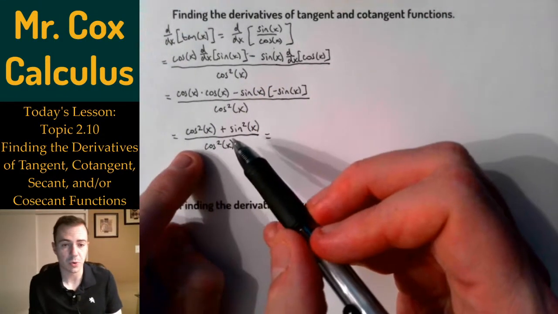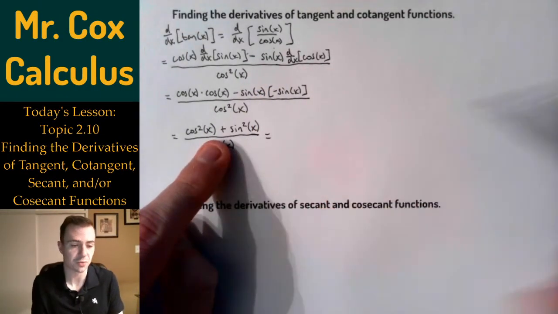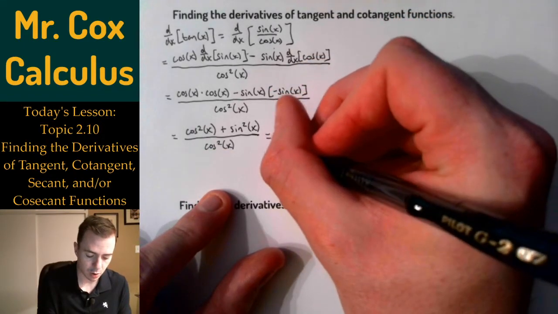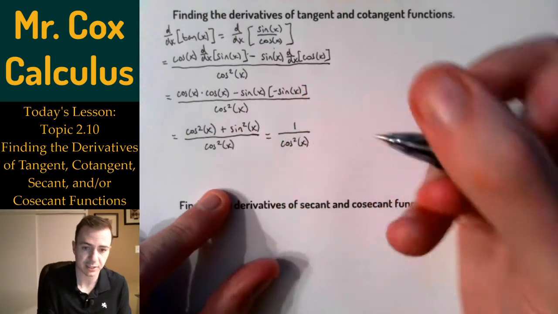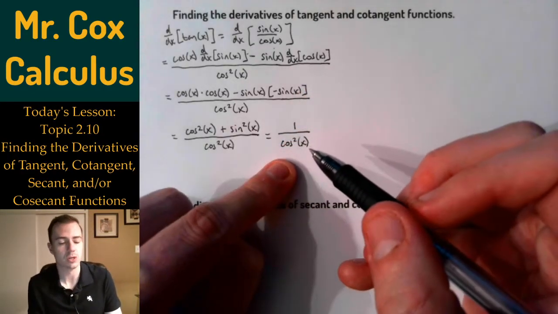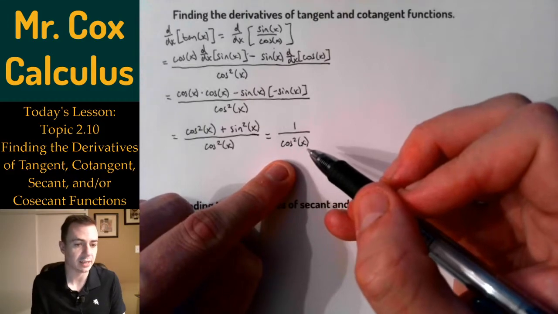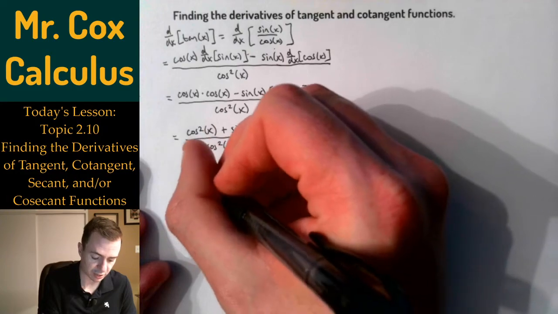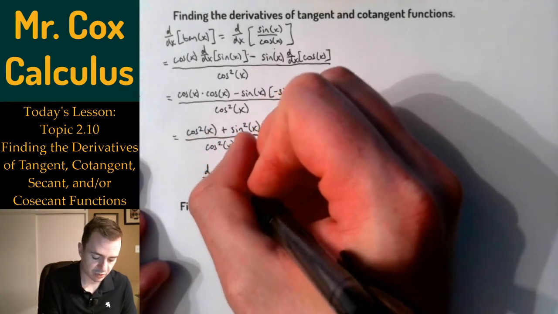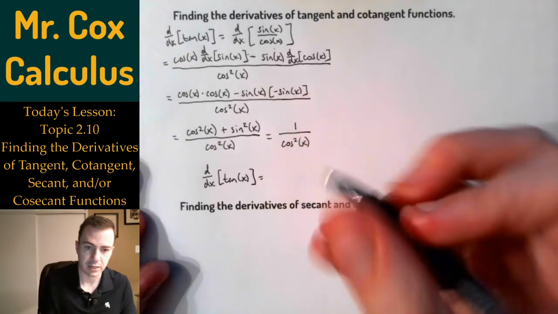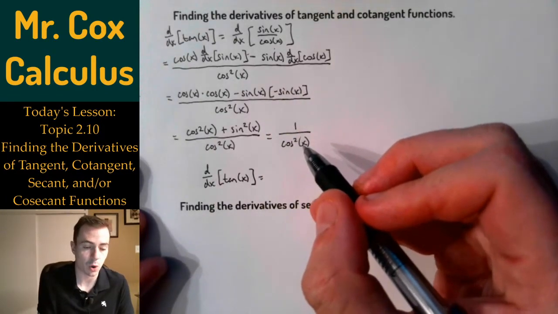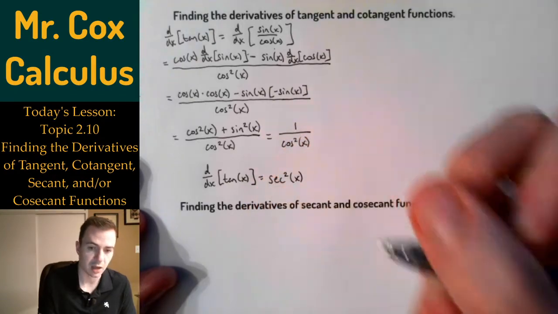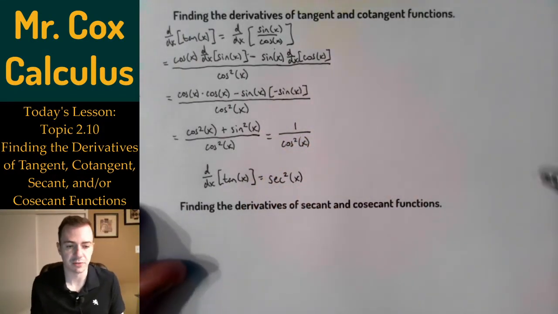And if you look at this numerator now, that's cosine squared plus sine squared. We can use the Pythagorean identity and say that's equal to 1 over the cosine squared of x. And so you might think we're done. Remember, 1 over cosine is secant, and so the universally accepted derivative for tangent is: the derivative of tangent of x, rather than saying 1 over cosine squared, we say that is secant squared of x. And so there's the derivative of tangent.